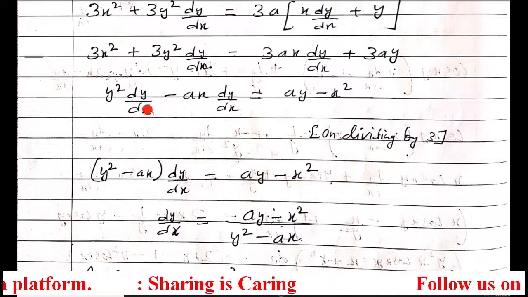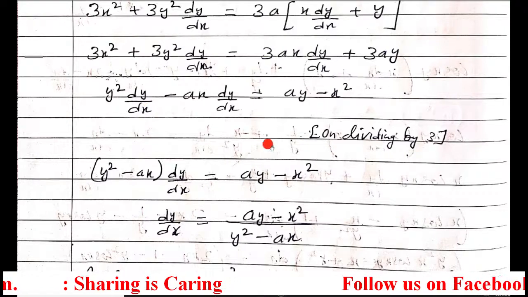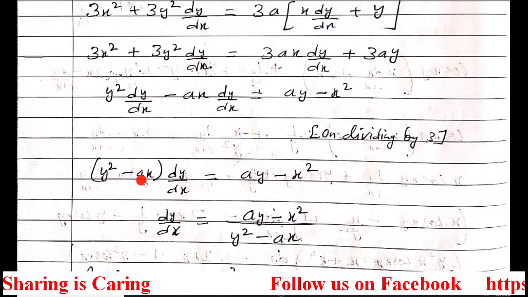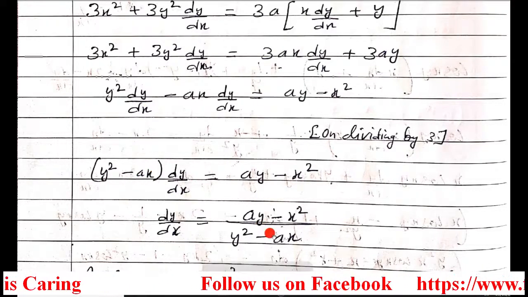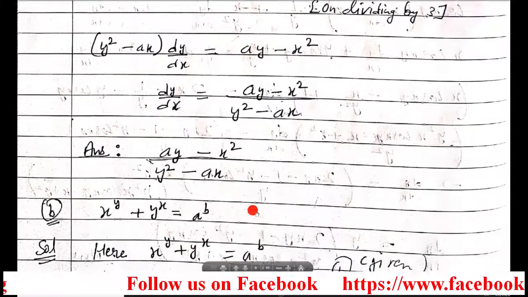Now we'll take dy over dx common, and after taking it common, we obtain this bracket. It is in multiplication, so it will go in division. Hence we obtain our answer.